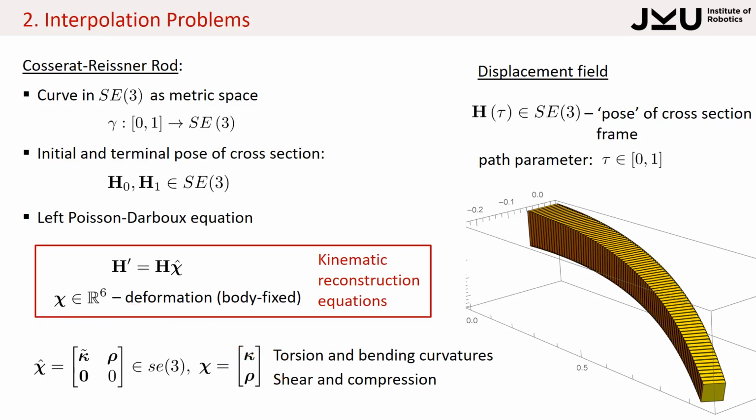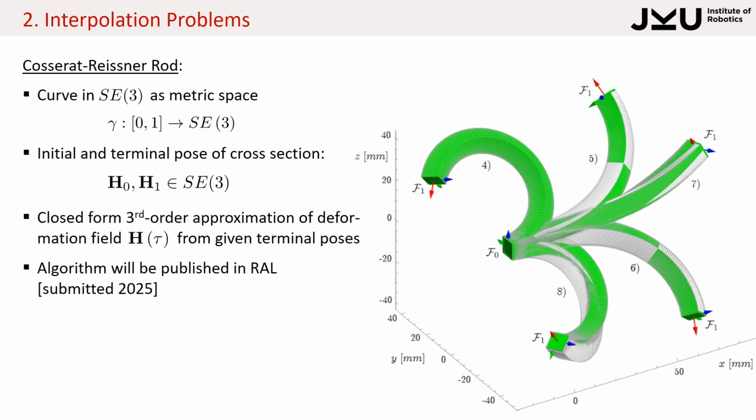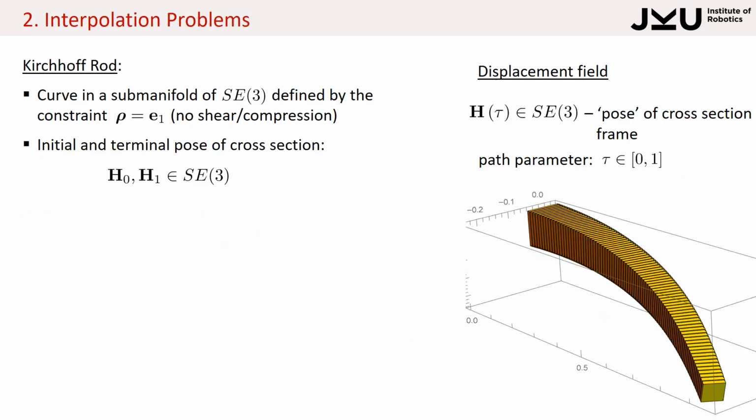That's nice, but in most of the cases in application scenarios, we don't have shear. For the Cosserat-Reissner theory, we already have a very efficient algorithm to infer the shape merely from the known end effector poses, or the terminal poses. So this is a nice thing. It's going to appear hopefully in Automation Letters.